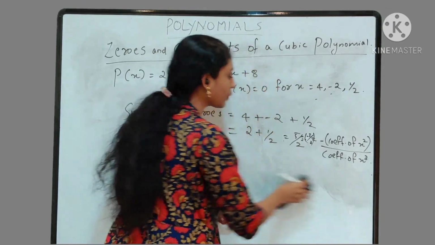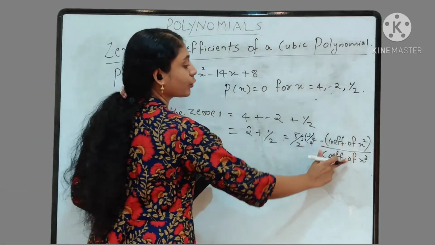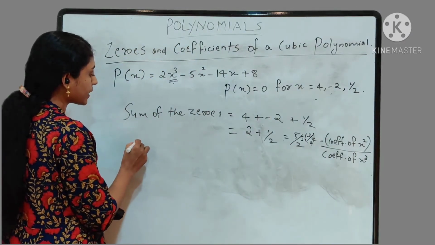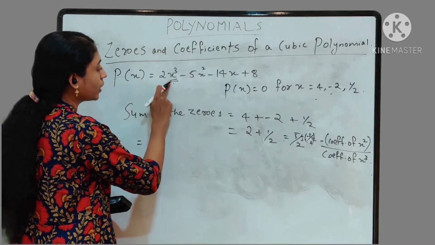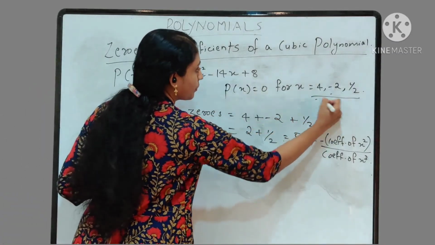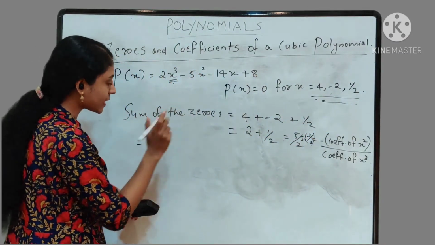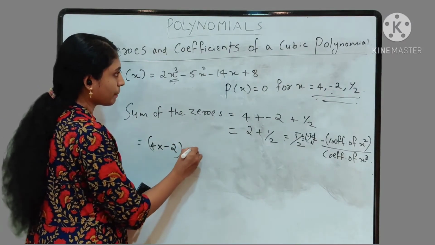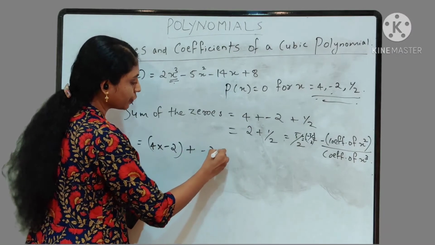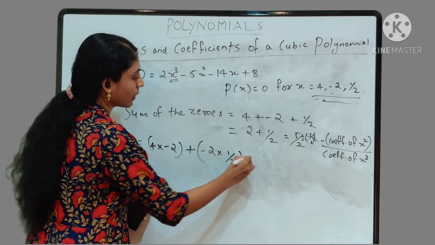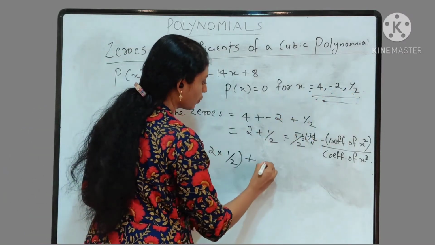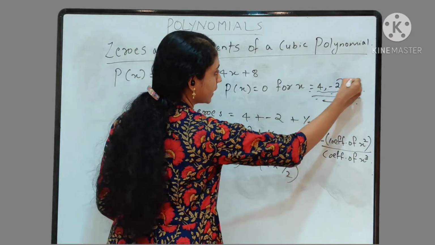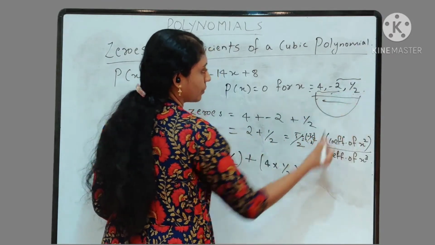And what is that formula? One formula we know, that is negative of coefficient of x square divided by coefficient of x cube. And the other formula is sum of the zeros can be found by adding these three values in such a way that 4 into minus 2 plus minus 2 into 1 by 2 plus 4 into 1 by 2. Got it? First adding these two numbers, then these two numbers, and last these two numbers.